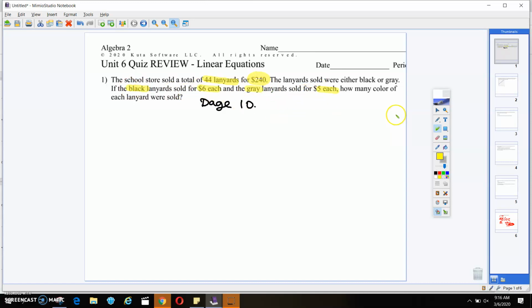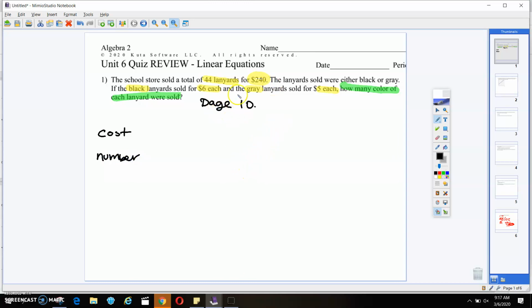for gray. So the one thing that I want to mention is how many of each color of lanyard were sold. So basically how many lanyards were there? I did not write this question, so bear with me on the grammar. But now we're going to write two equations based off of this. So the first equation that we're going to write is the cost, and the second equation is going to talk about the total number of lanyards that we're going to have.